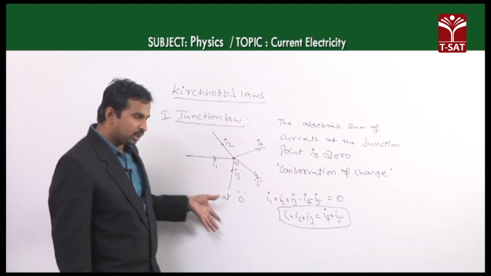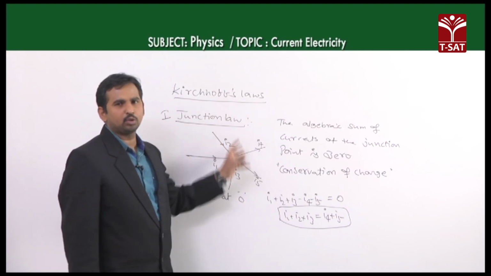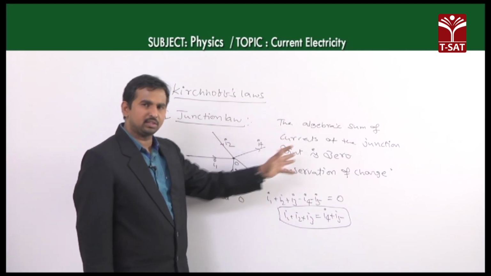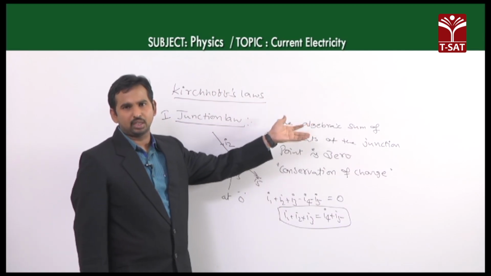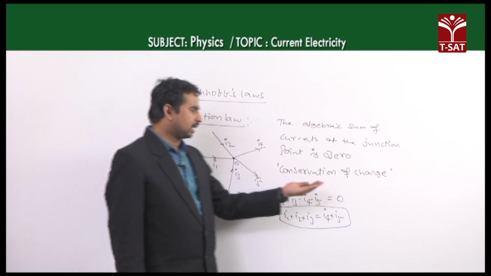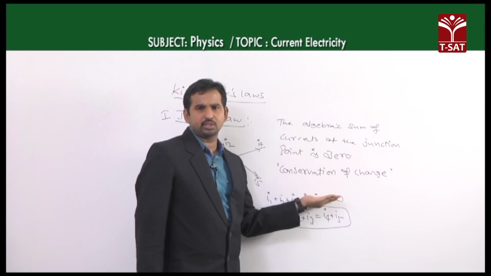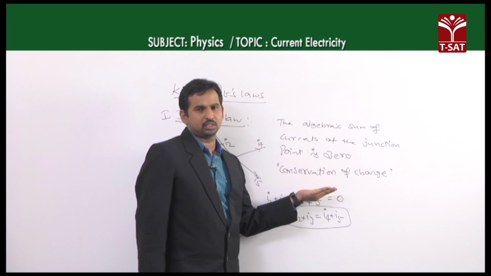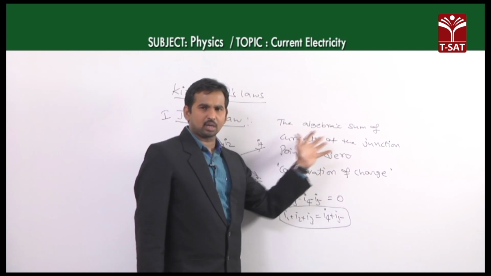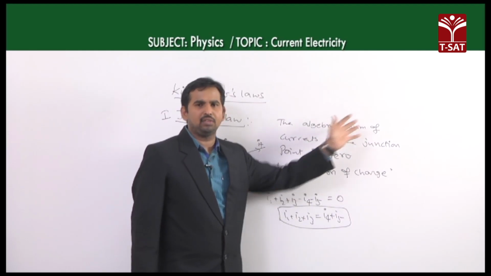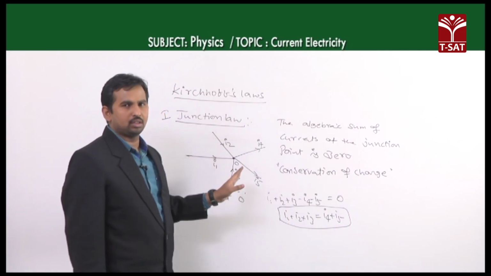Whatever charge is incoming at the junction point O, the same amount is leaving, which means the number of charges incoming is equal to the number of charges outgoing. This is nothing but the conservation of charge. No charge is created and no charge is destroyed, and there is no accumulation of charges. All currents come to the junction point O and leave from that junction point. This is Kirchhoff's first law.